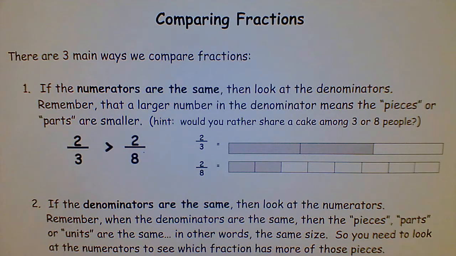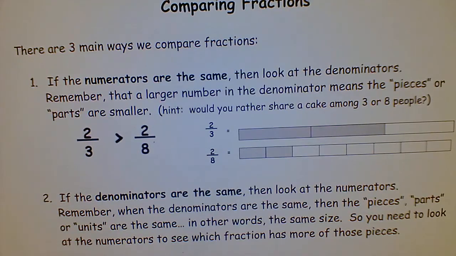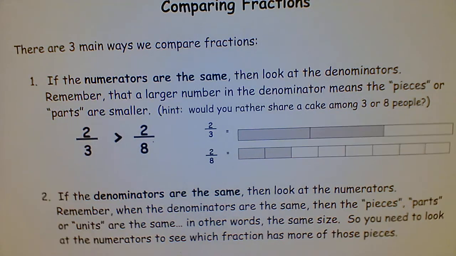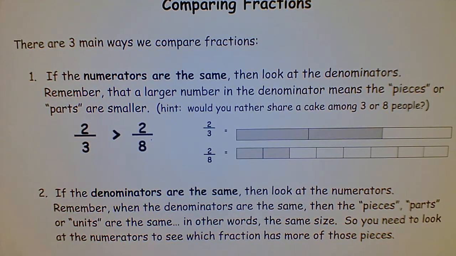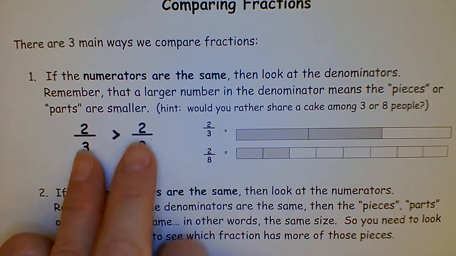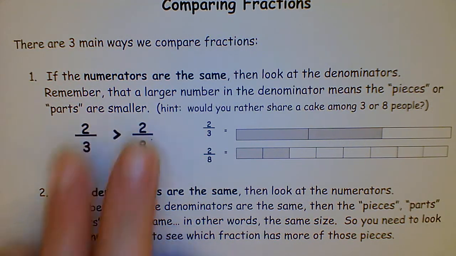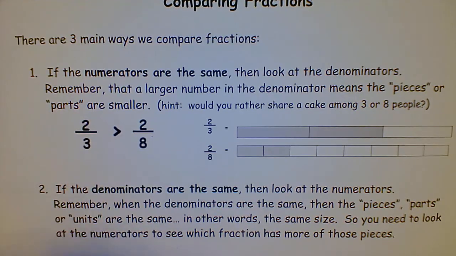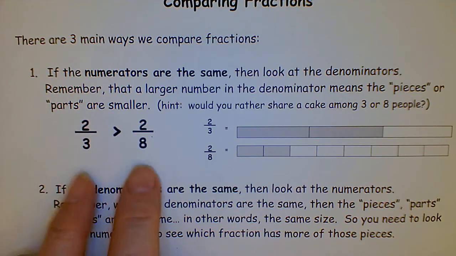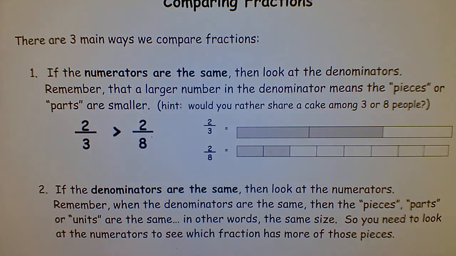So in today's video, I want to review how we compare different types of fractions. And we're going to be focusing on three main types of fractions that we are going to compare. The first one is if the numerators are the same. I want to remind you that when the numerators are the same, we can just take a look at the denominators. And that's because the denominators let us know about the size of each piece.